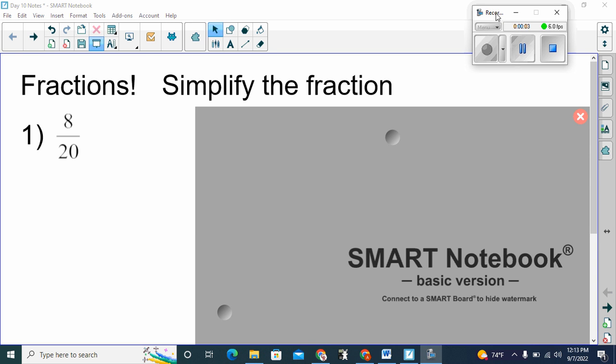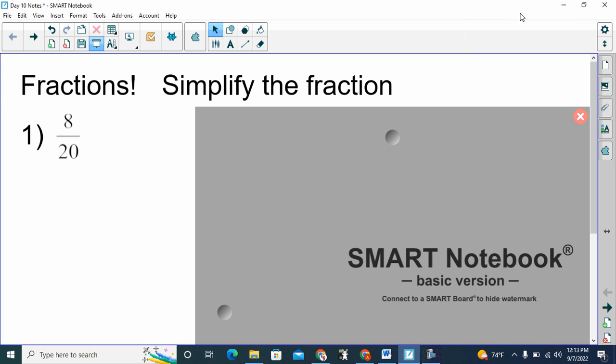We are starting Unit 2 today. Today's notes are all about fractions. We'll be simplifying fractions and writing equivalent fractions. Over the next couple class periods, we will also learn how to add and subtract fractions, multiply and divide them.